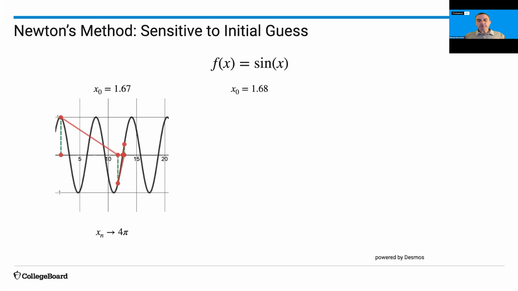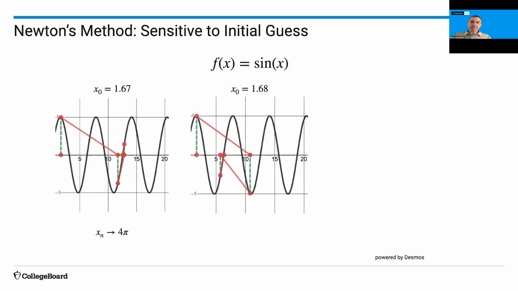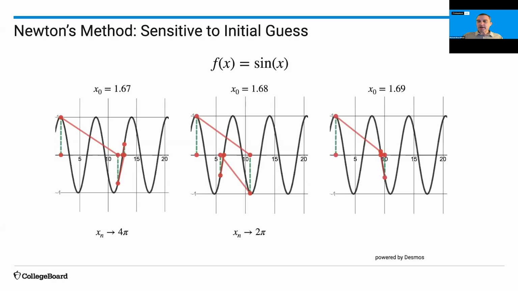If we start just slightly further to the right at 1.68, now the Newton iterates are converging to 2 pi. If we go to 1.69, it turns out the Newton iterates are converging to 3 pi. Now remember, if we went all the way to 2 as our initial point, then the Newton iterates converge to pi. And when we started just a little to the left of 2, the Newton iterates were periodic of period two. So you can see that where you start can have an impact on where you're going to end up in terms of which zero you're estimating, or even if you're going to end up estimating a zero.